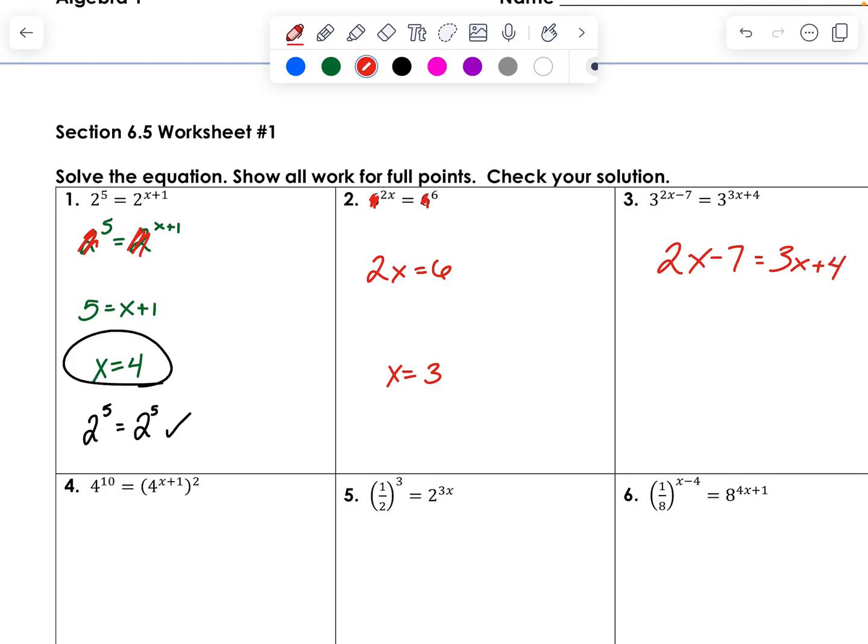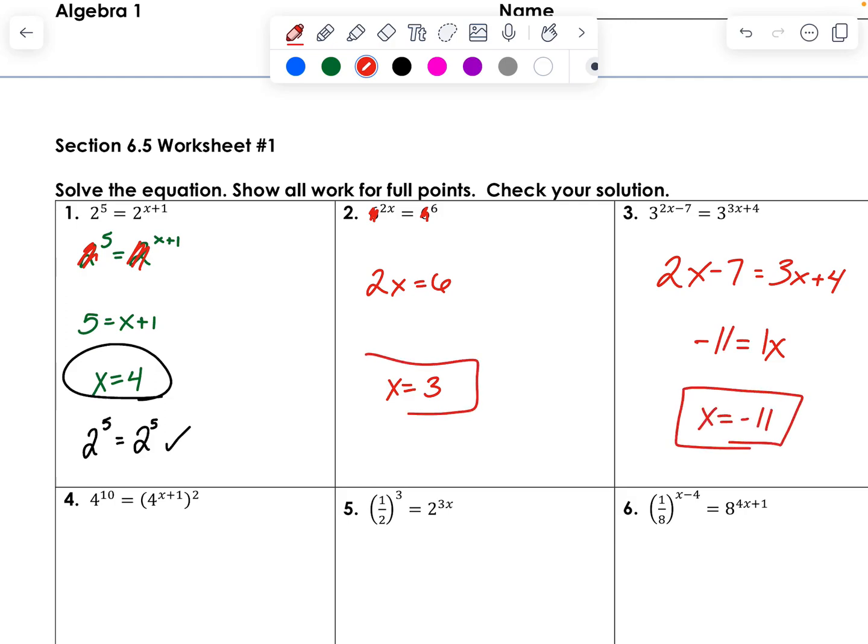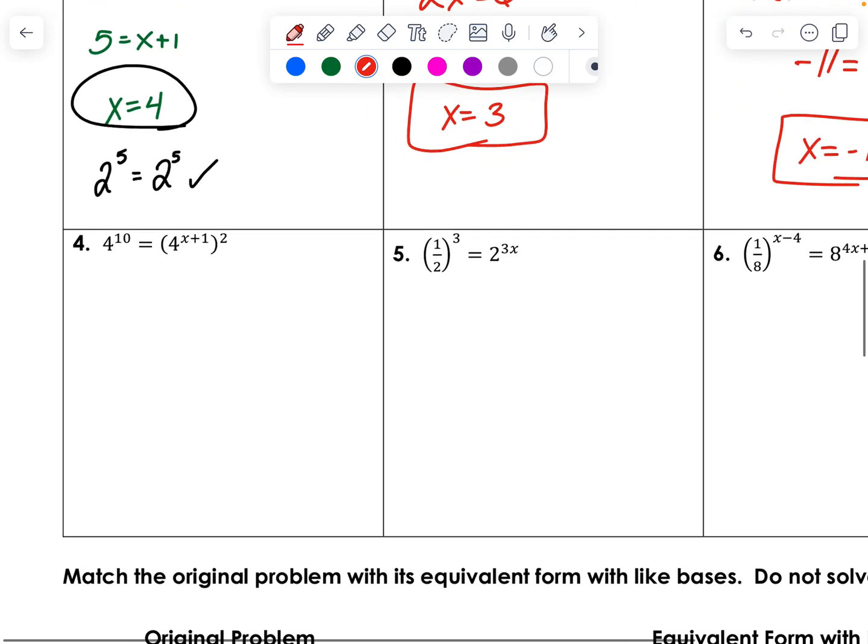Alright, so hopefully you've paused the video, tried it, and then you're coming back right now to check your work. This equation would be 2x minus 7 equals 3x plus 4. So in this problem, we're going to get a negative number, and that's okay. So if I were to solve this, I would get 1x equals negative 11, or x equals negative 11.